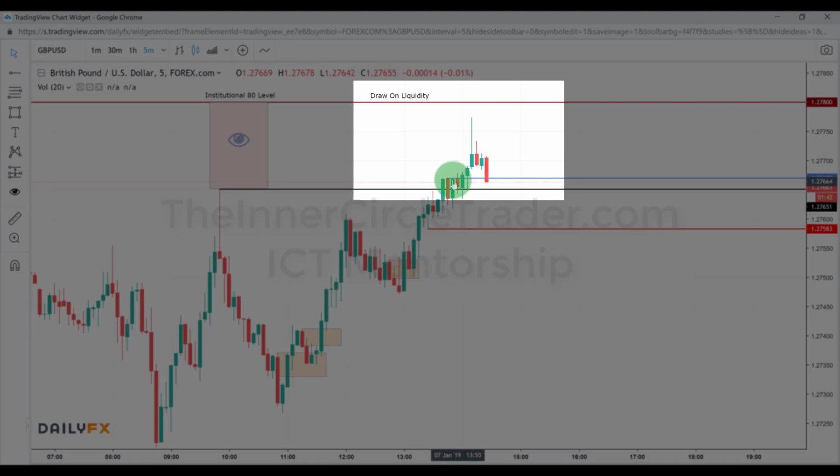Okay, so we've gone into the candle here. Again, I don't want to see it trade through here. That would be not good, because that would just exacerbate the distribution cycle that we're in.